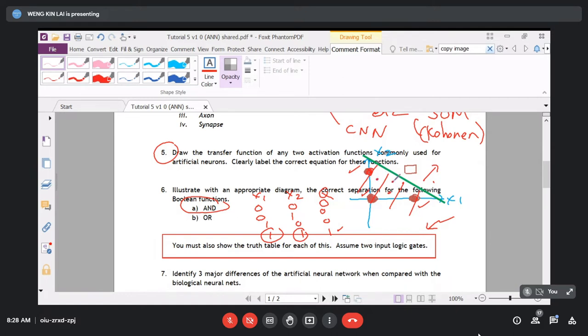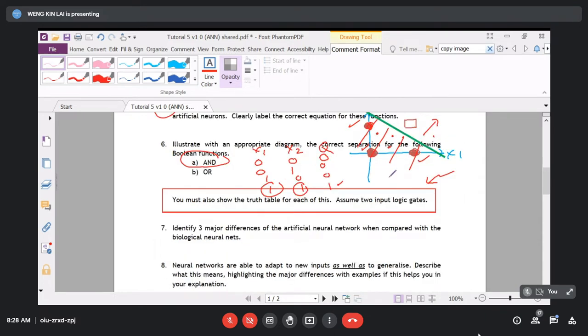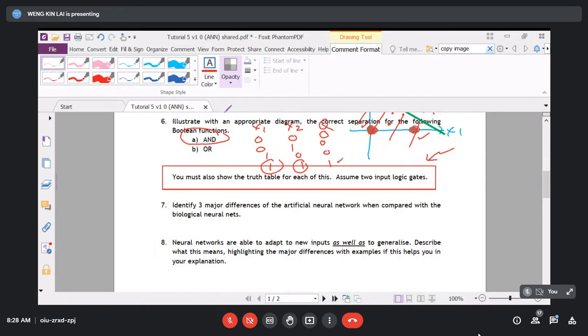For the OR gate, I'll leave it to you because I'm looking at the clock here. I think we're about half an hour left, so I need the time to look at it. Now, okay, I think all of you pay attention. I'm going to ask the next person.